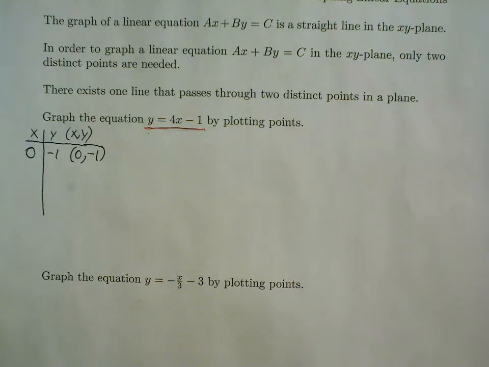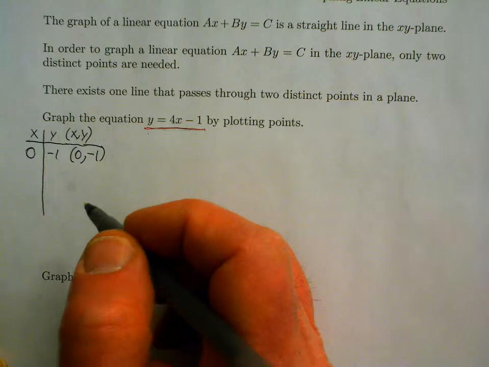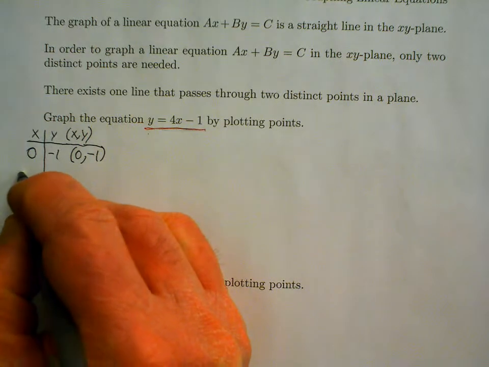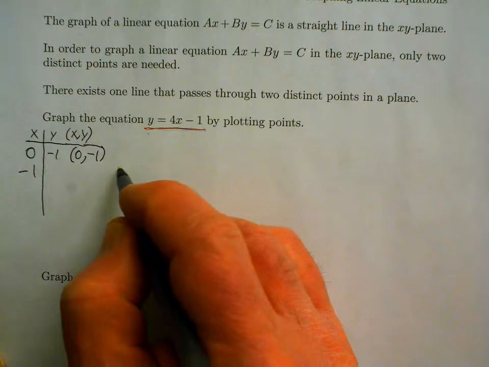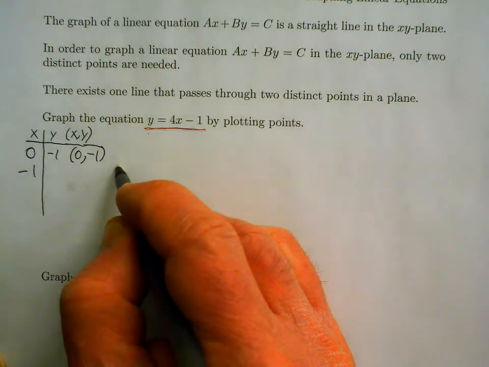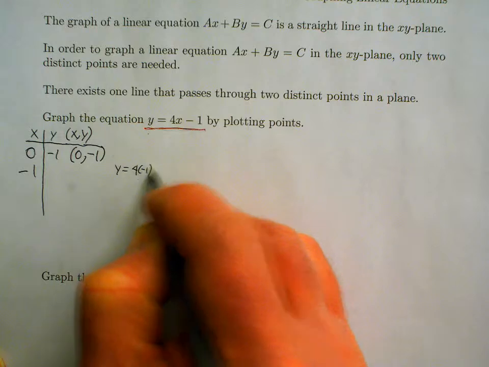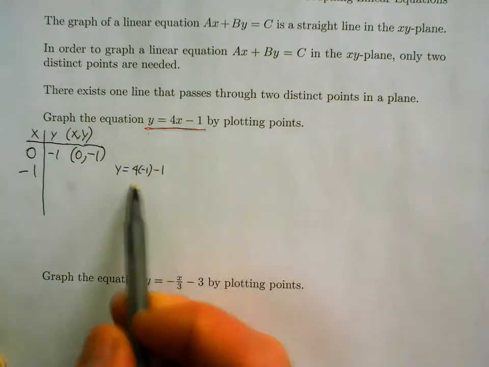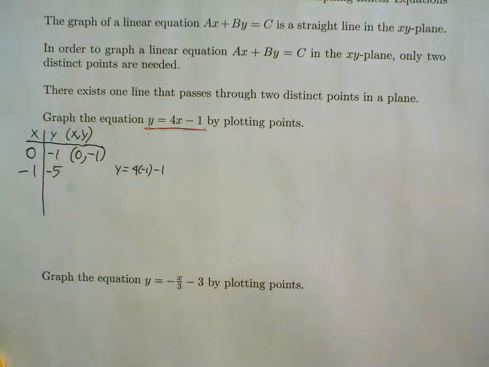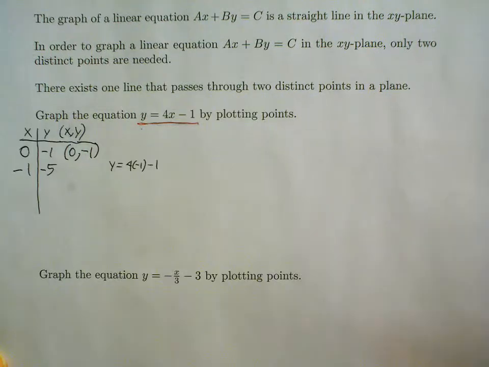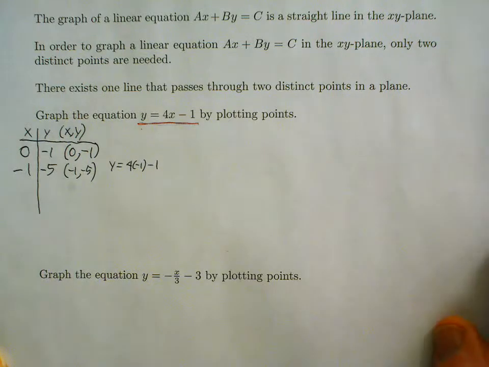Negative 1. You want to pick x to be negative 1? Okay. Pick x to be negative 1, and over here, we'll do the arithmetic. So y equals 4 times negative 1 minus 1. Negative 4 minus 1 is negative 5. Okay, so the ordered pair negative 1, negative 5 is a point on the graph.